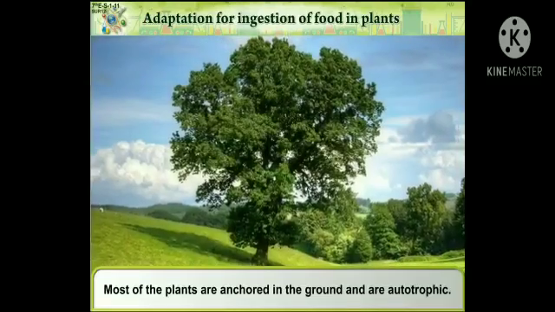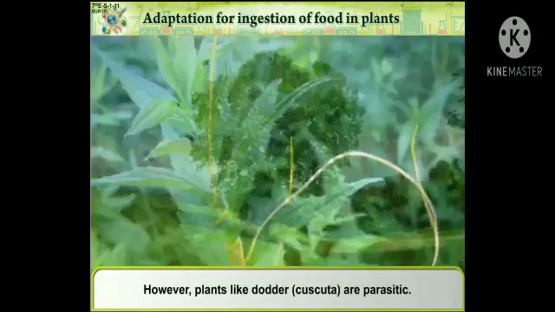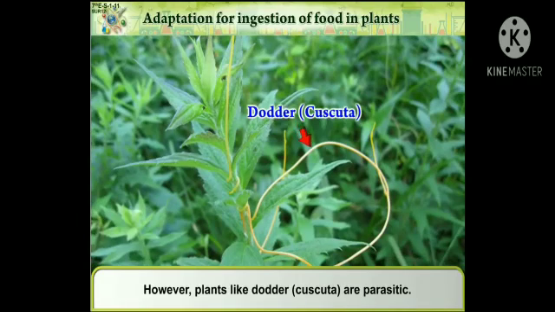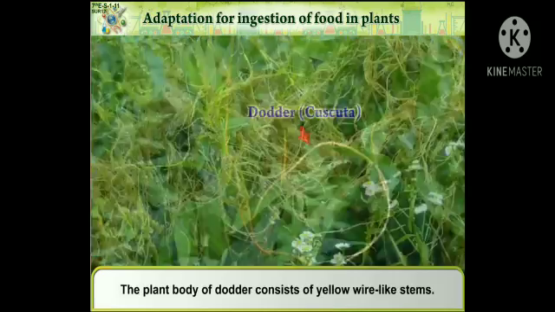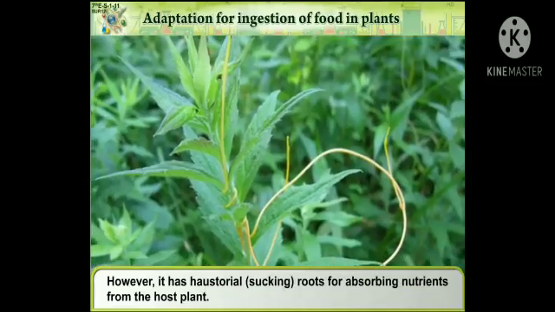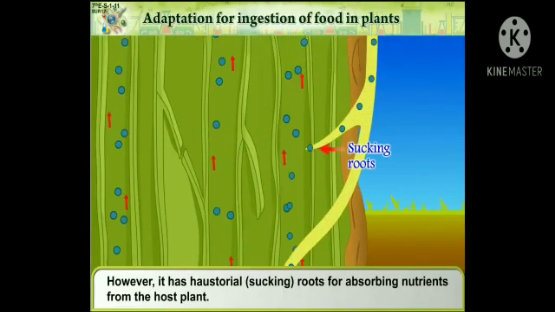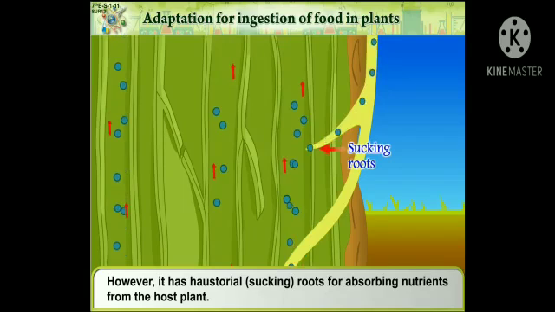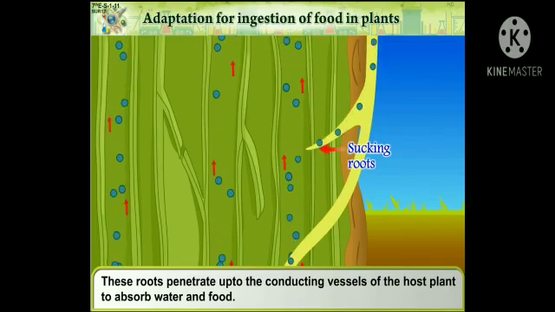Adaptation for ingestion of food in plants. Most of the plants are anchored in the ground and are autotrophic. However, plants like cuscuta are parasites. The plant body of cuscuta consists of a yellow wire-like stem. It is leafless and cannot perform photosynthesis. However, it has haustoria, that is sucking roots, for absorbing nutrients from the host plant. These roots penetrate up to the conducting vessels of the host plant to absorb water and food.